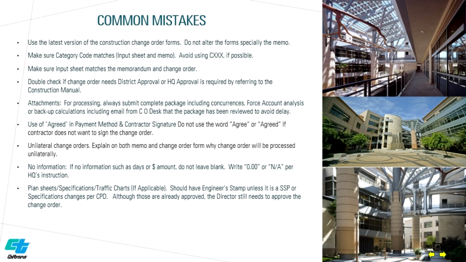In change order under contractor's signature, write unilateral. Do not leave blank per headquarters instruction. If there is no dollar amount, time adjustments, or any information, write 0 or NA whichever is applicable. Plan sheets, specifications, charts if applicable. Make sure engineer's stamp is current. Refer to section 6735, preparation, signing, and sealing of civil engineering documents of California's Professional Engineers Act.